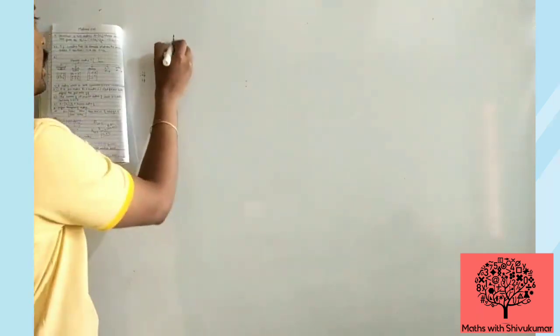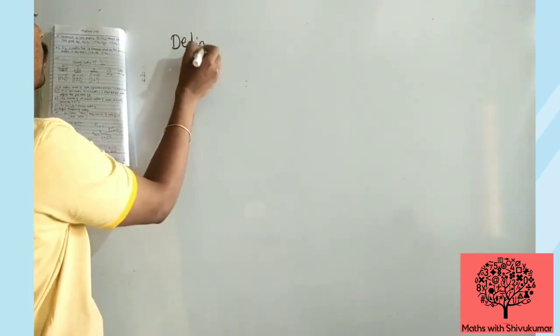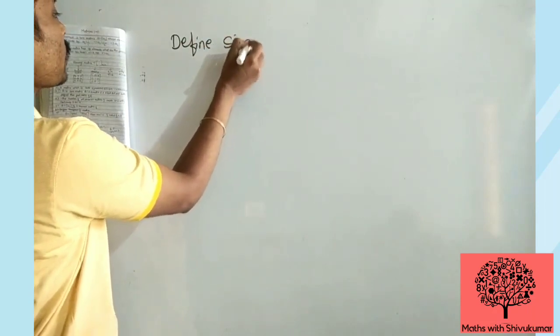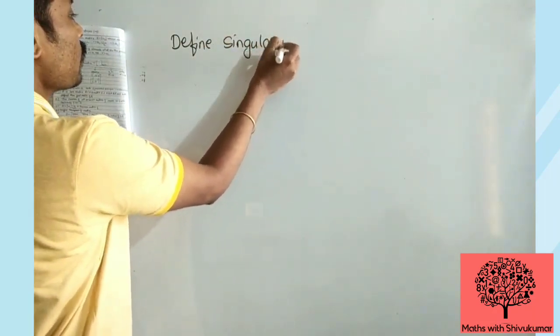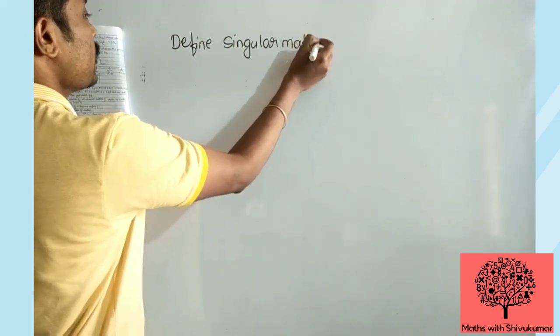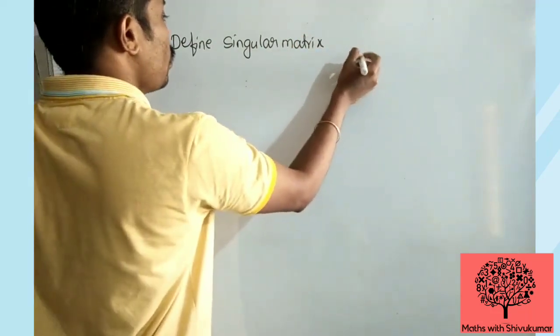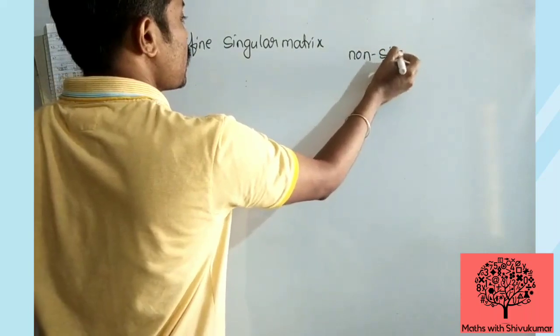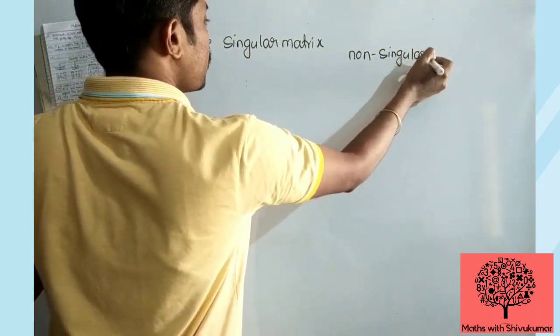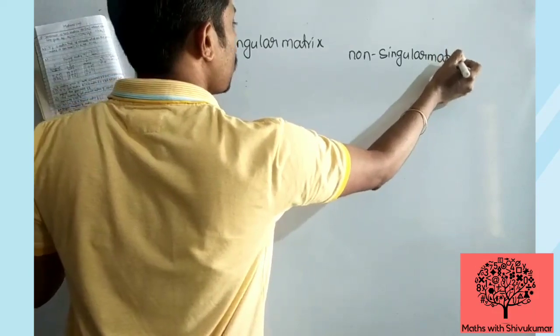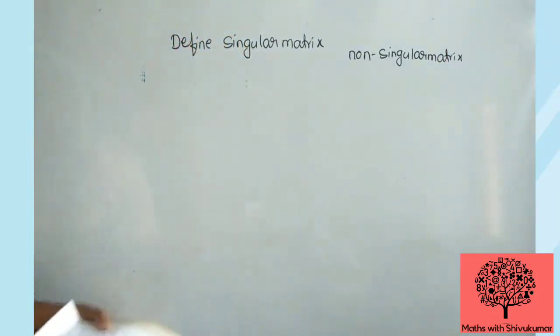Define singular matrix. And the second one is non-singular matrix. Can any one of you tell me what is a singular matrix? What is a non-singular matrix? Any of you? Quickly. Anyone can tell. If you know, you can tell. Singular and non-singular matrix. Yes, quick. Don't know?